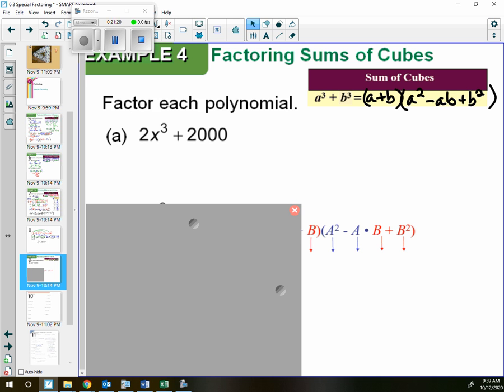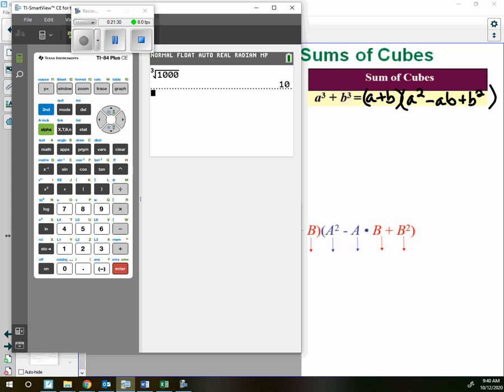Now let's take a peek at this first one. I want to bring you back to some of the things that we did before. Is 2 a perfect cube? It's definitely not on that perfect cube list. And 2,000, if we try that on our calculator, so you could go back and use that same thing we did before.